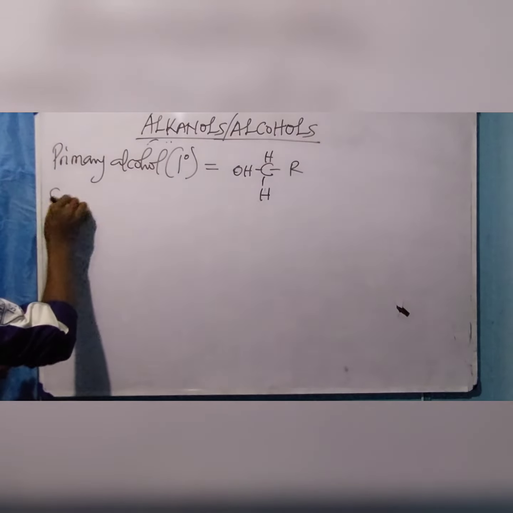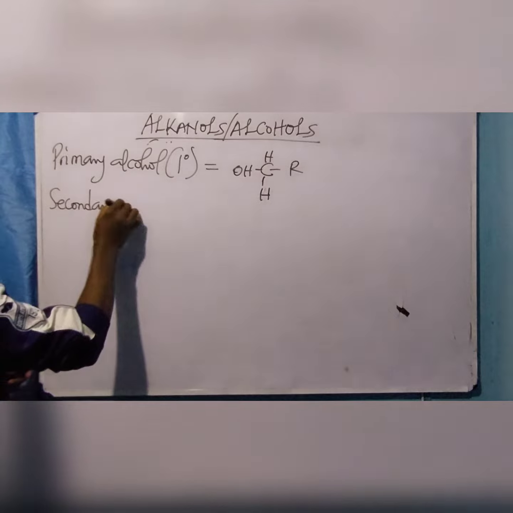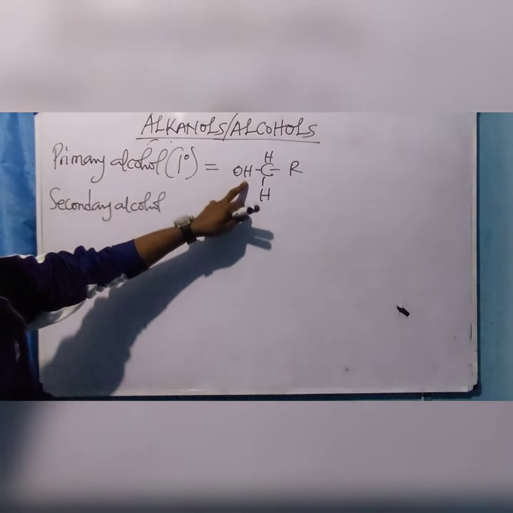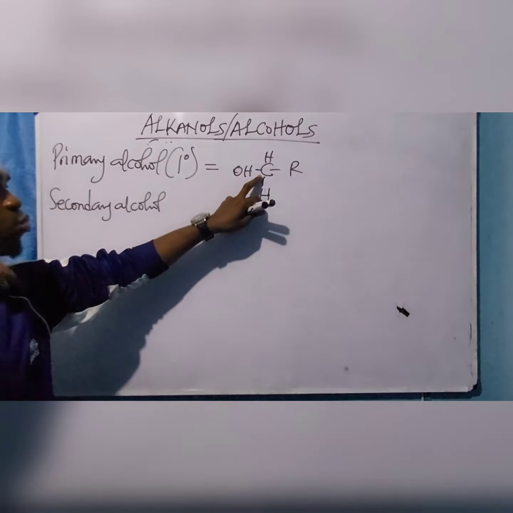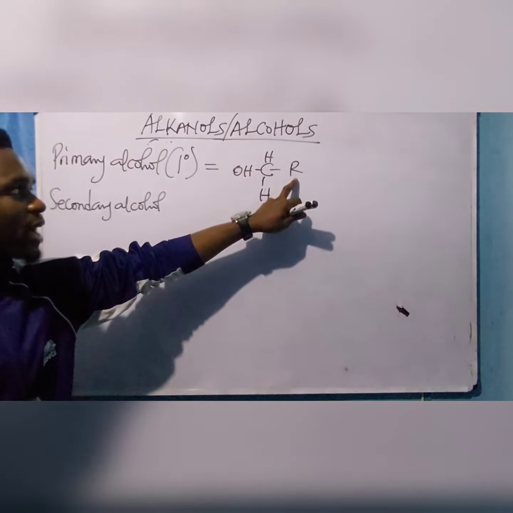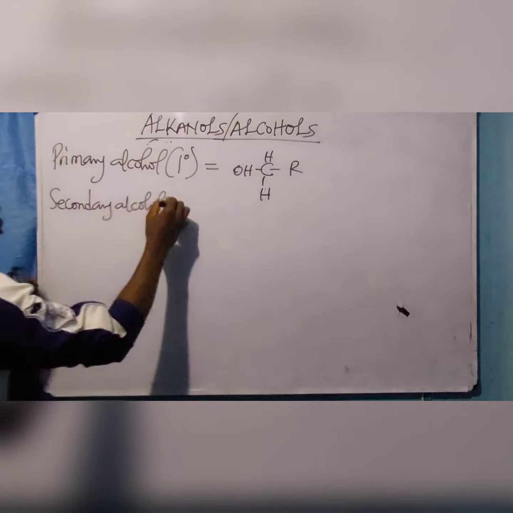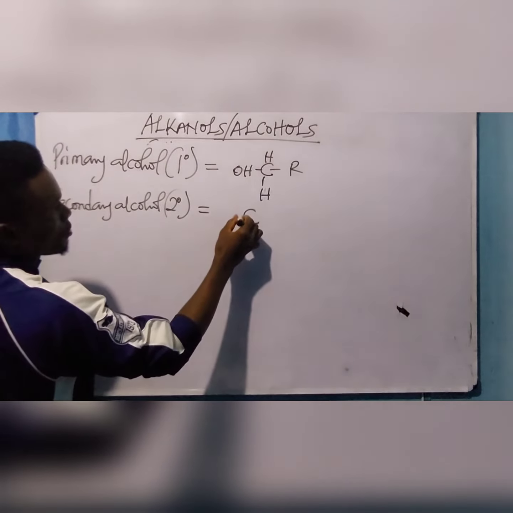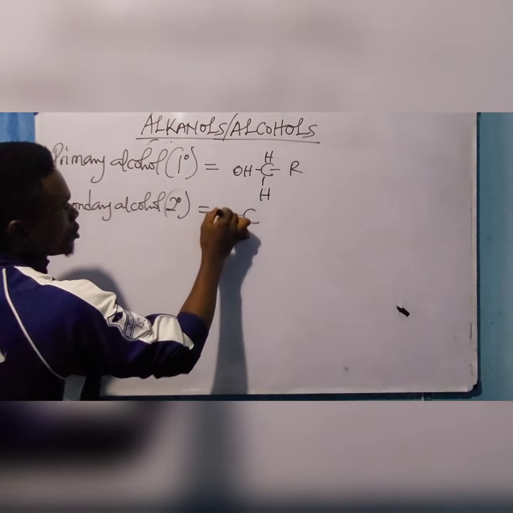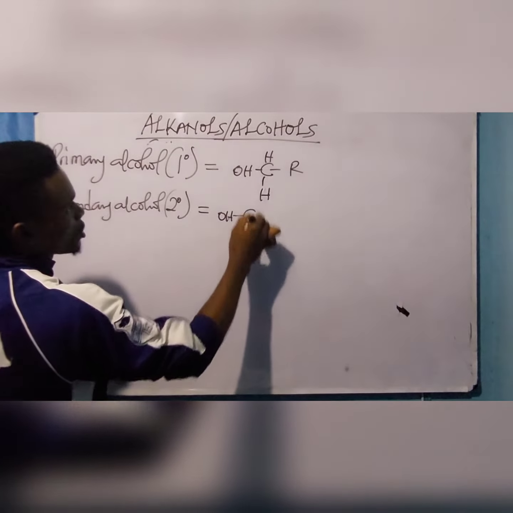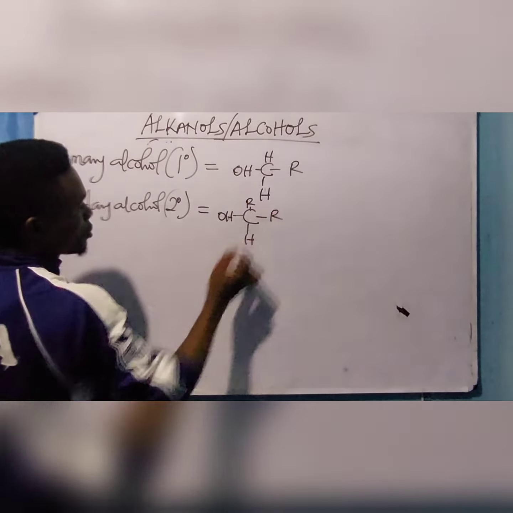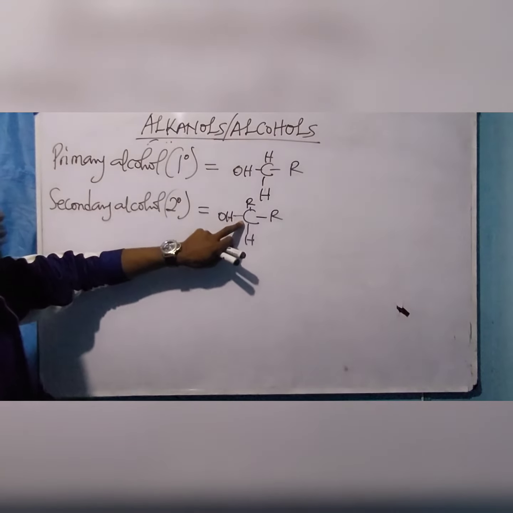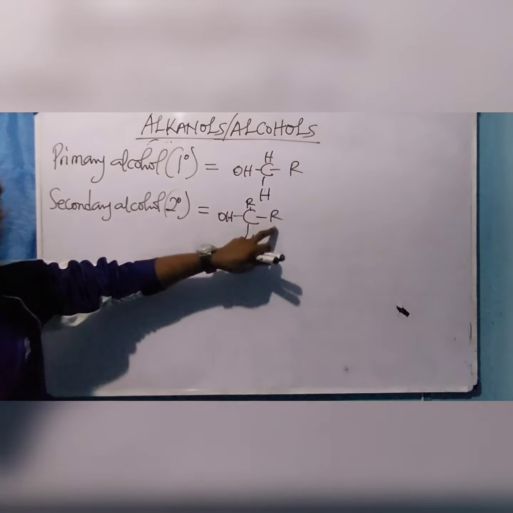Then as for the secondary alcohol, now you can see that primary alcohol is an alcohol in which the OH is attached to one carbon atom and one alkyl group. So that is it. And as for the secondary alcohol, 2 degree, you have what? You have OH, I have H, I have R, and I have what? R. So which means that in secondary alcohol, the OH is attached to one carbon atom and two alkyl groups.